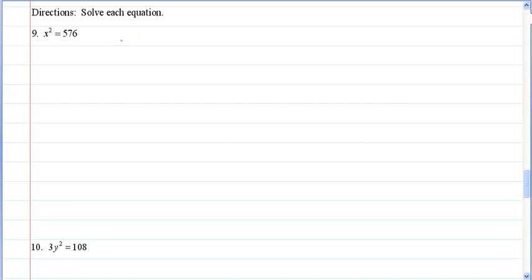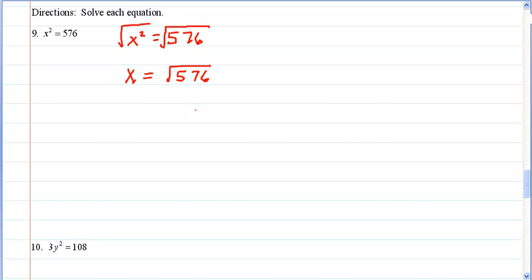So for the rest of the problems, we're asked to solve each equation. And when you're given an equation that has an x squared, to solve for x, we have to remove the square, and to do that, we take the square root of both sides because a square root is the opposite of a square. So by taking the square root of x squared, we're left with just x, and then we have the square root of 576.